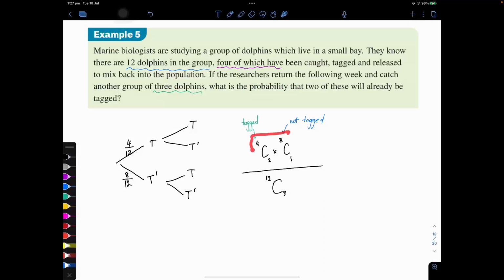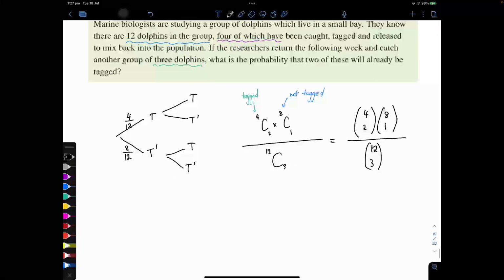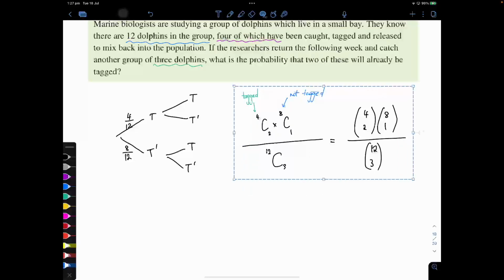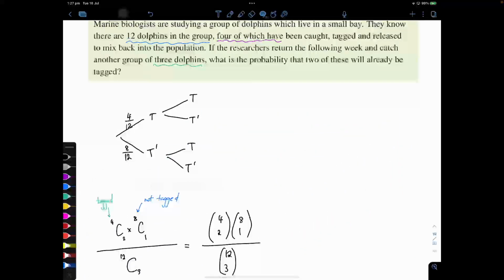Notice here that the top part adds up to each other. The bottom part adds to each other. So if you write it in the other notation, it's 4 choose 2 times 8 choose 1 over 12 choose 3. So they have to add up to each other. You have 2 plus 1 is 3 at the top, and 12 at the bottom.